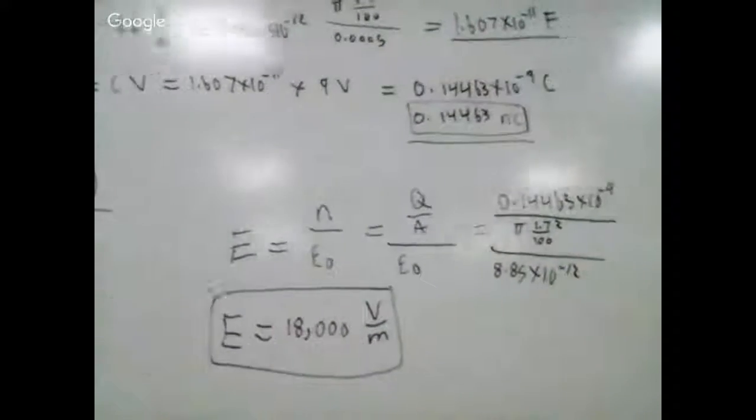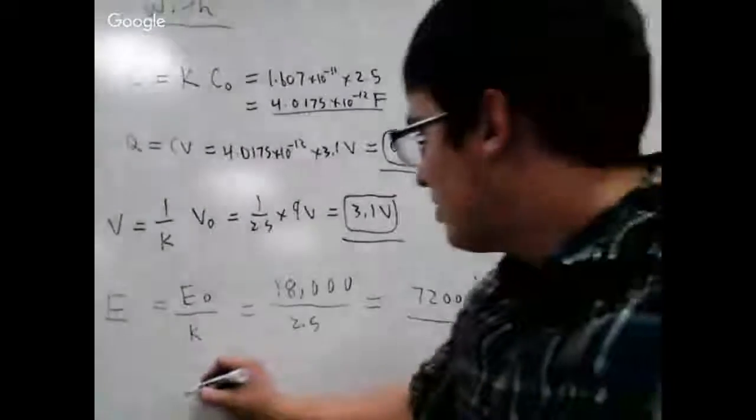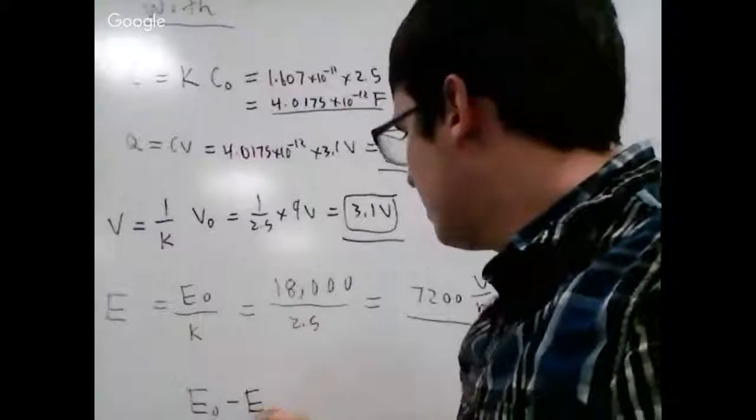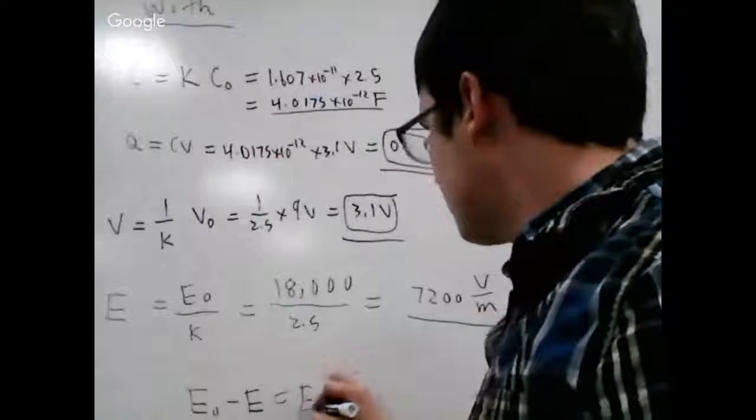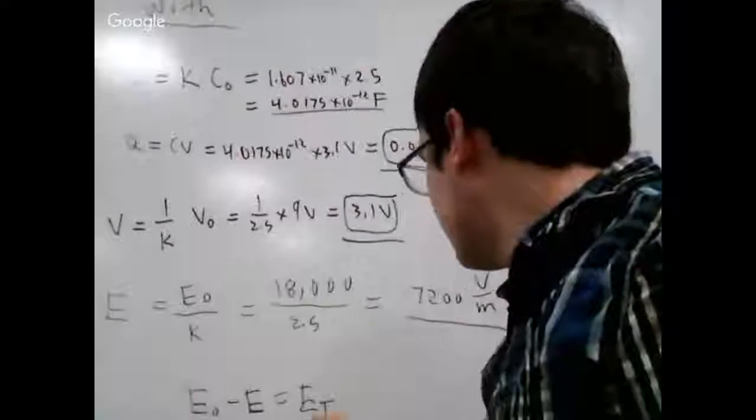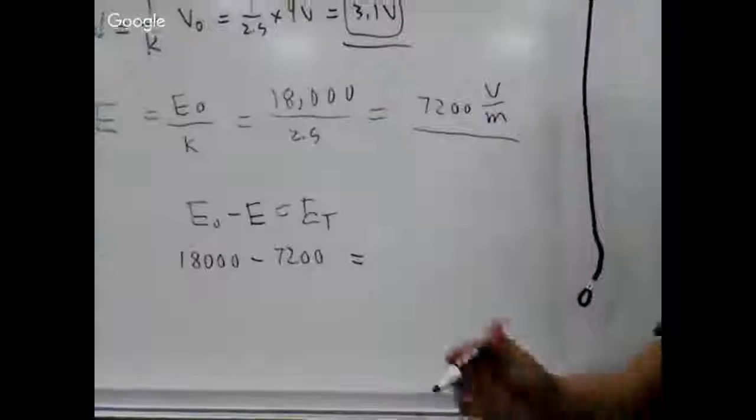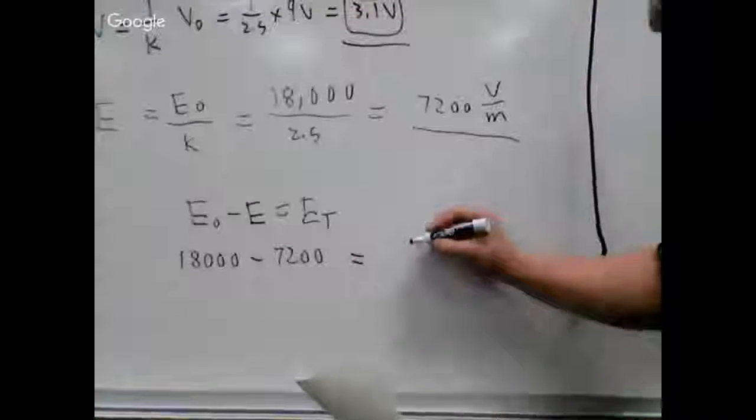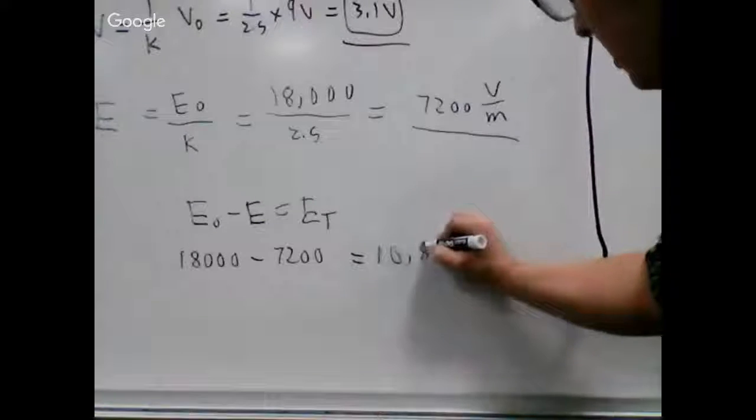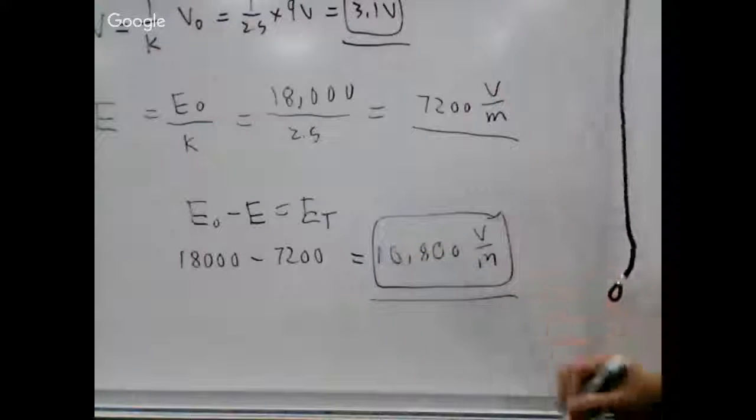So if we go back over here to what we just calculated, we'll take our original minus the one that we just calculated to get our total. So we'll have 18,000 minus 7,200, and that will give us 10,800 volts per meter. And that's our total electric field.